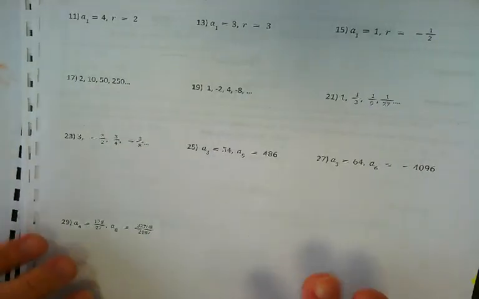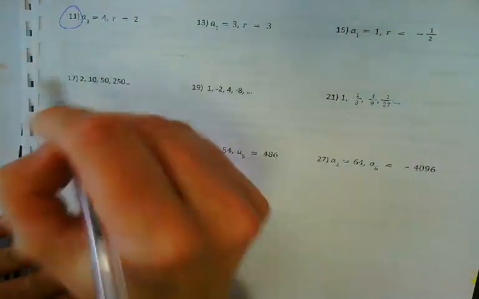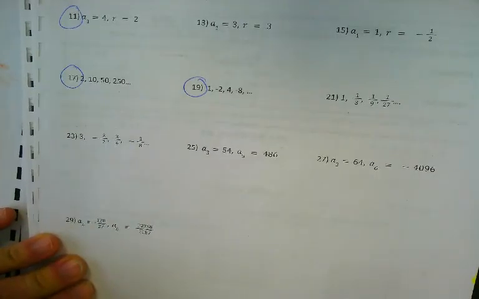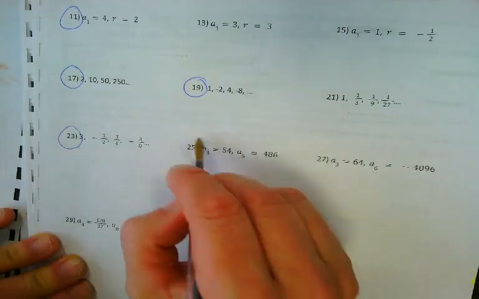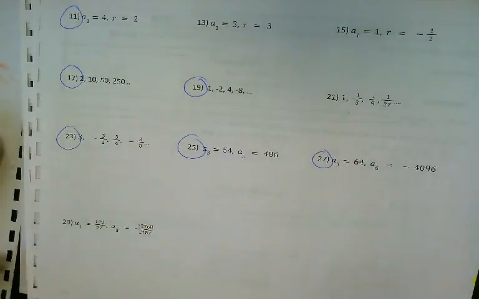Let's do this. We'll go 1, 5, 7. And then in this section, we're going to go 11, 17, 19, 23, 25, 27. Okay, but it's got to be on a separate sheet of paper.